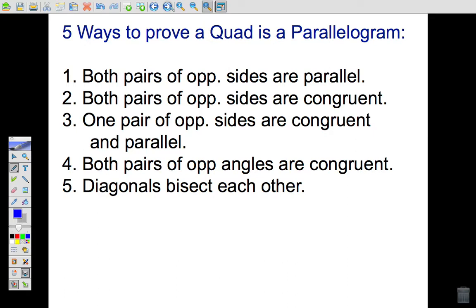Number 2, if both pairs of opposite sides are congruent, it's a parallelogram. Number 3, if one pair of opposite sides are congruent and parallel, it's a parallelogram. Number 4, if both pairs of opposite angles are congruent, it's got to be a parallelogram. And finally, number 5, if the diagonals bisect each other, it has to be a parallelogram.